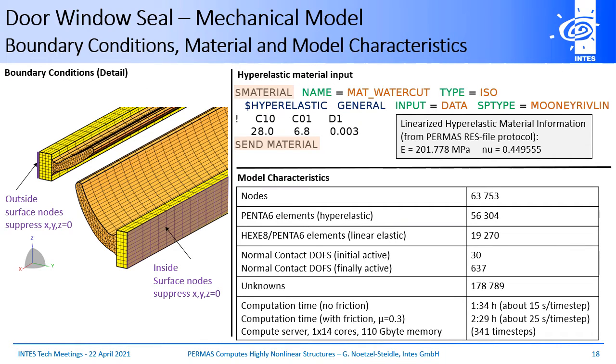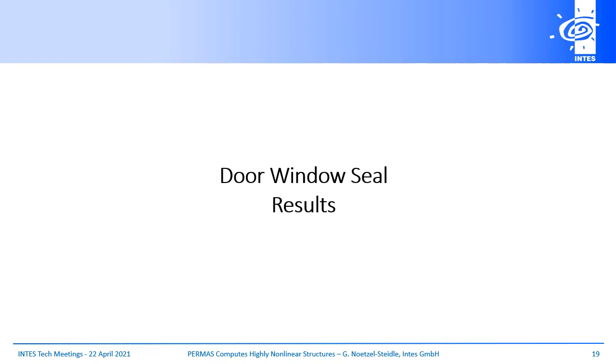The hyperelastic material is considered as a Mooney-Rivlin type material law, with 3 parameters for the strain potential. The model characteristics give some numbers for model size and computational effort. Coming to the results.